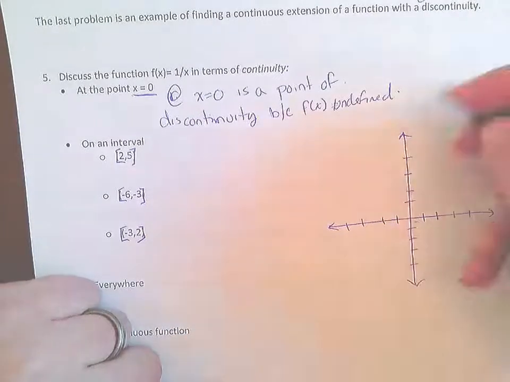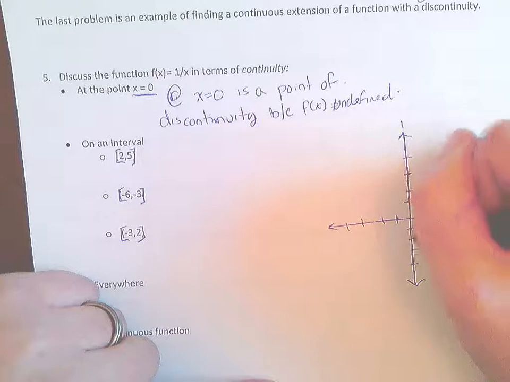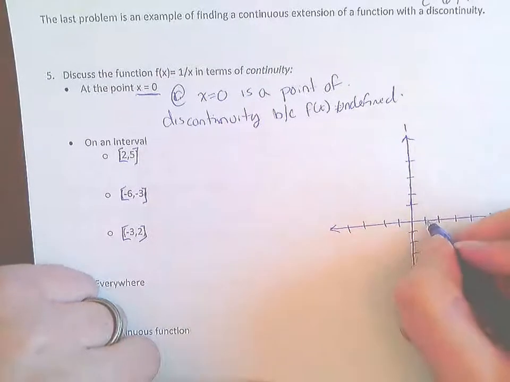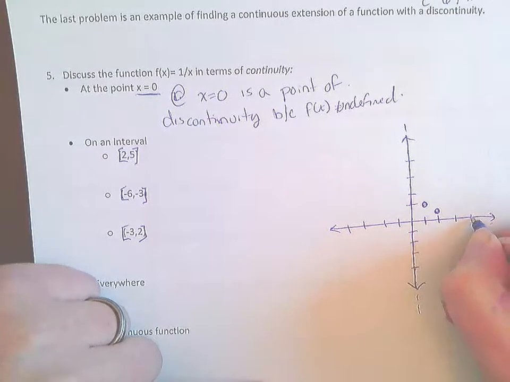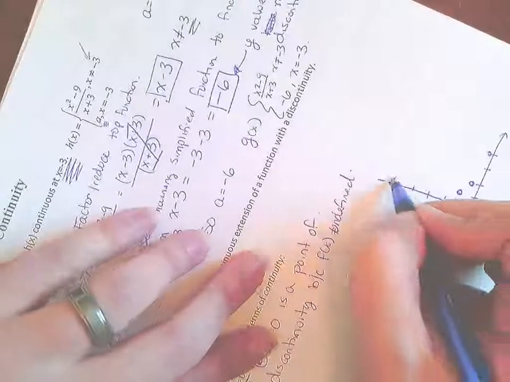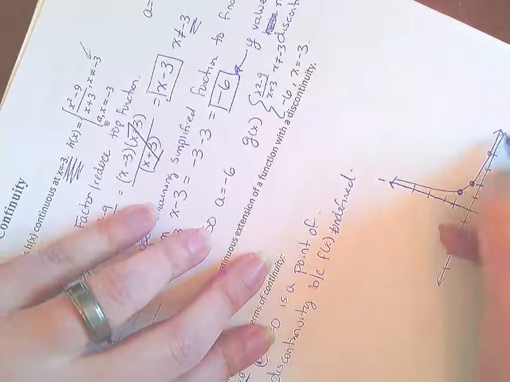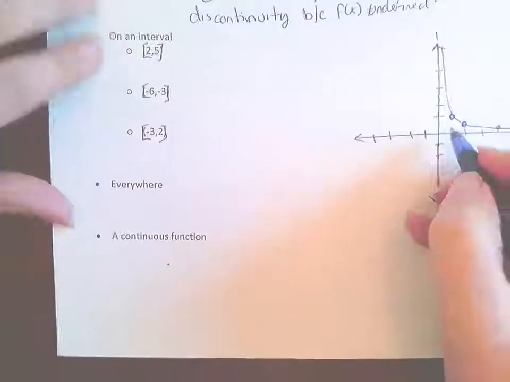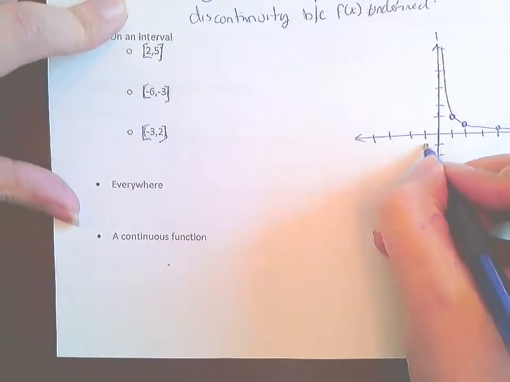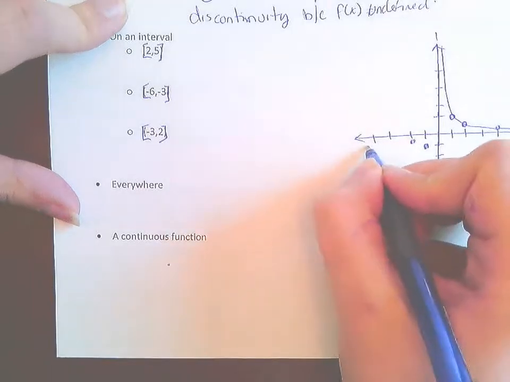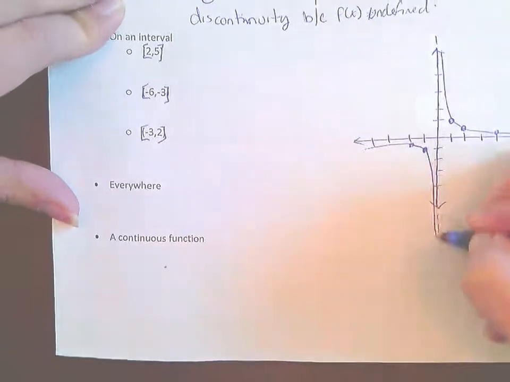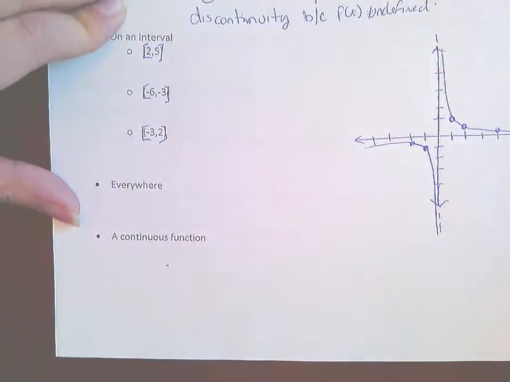Alright, I know that at 0 there's a vertical asymptote. I'm going to try to be as accurate as possible. At 1, it's 1. At 2 it's 1/2. At 4 it's a quarter. So we see that the graph kind of does one of these. And then of course the other way, at negative 1 we're at negative 1. At negative 2 we're at negative 1/2. So the graph does one of these.